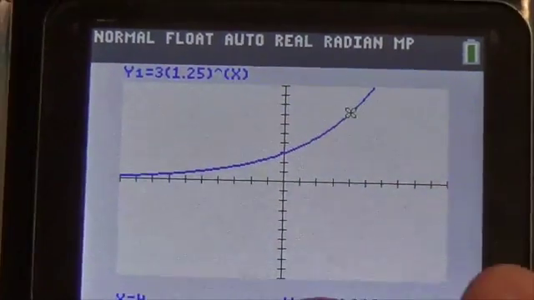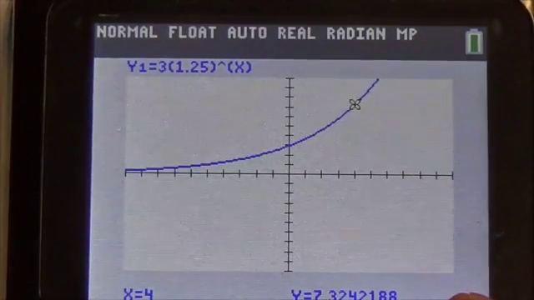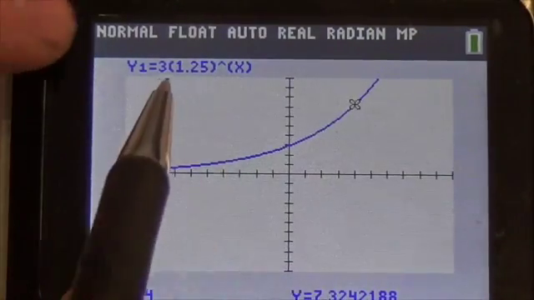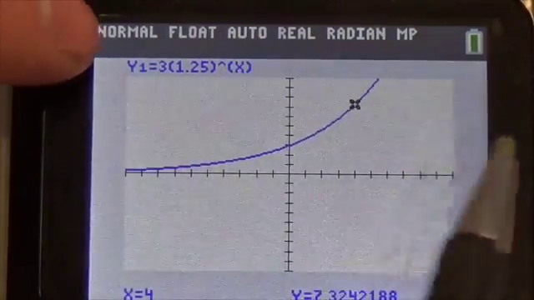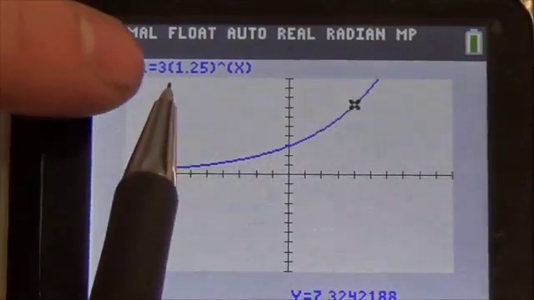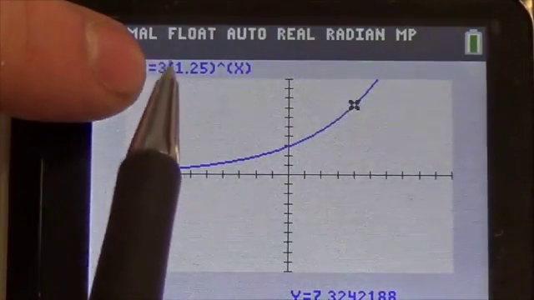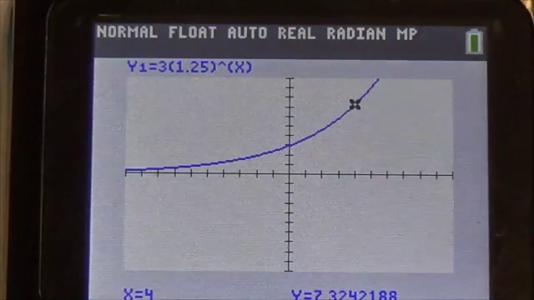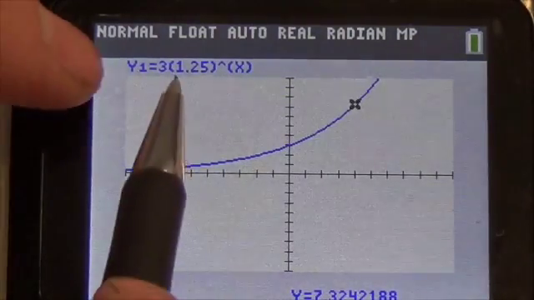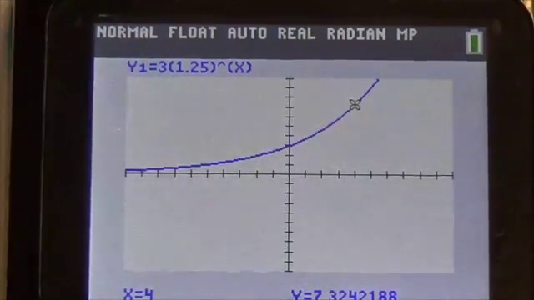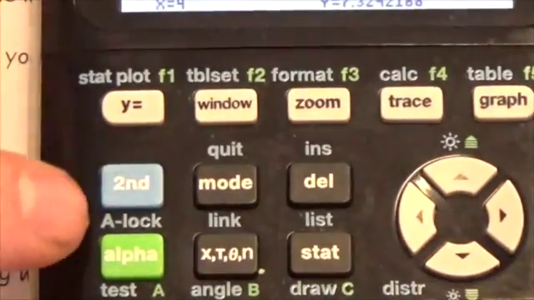Now, I really shouldn't have to use the calculator to figure that out. This is the function that I entered here. I already know, based on previous problems, that the value of a is going to be equal to my y-intercept. So I know that's going to be 3. But let's review how you would do this.